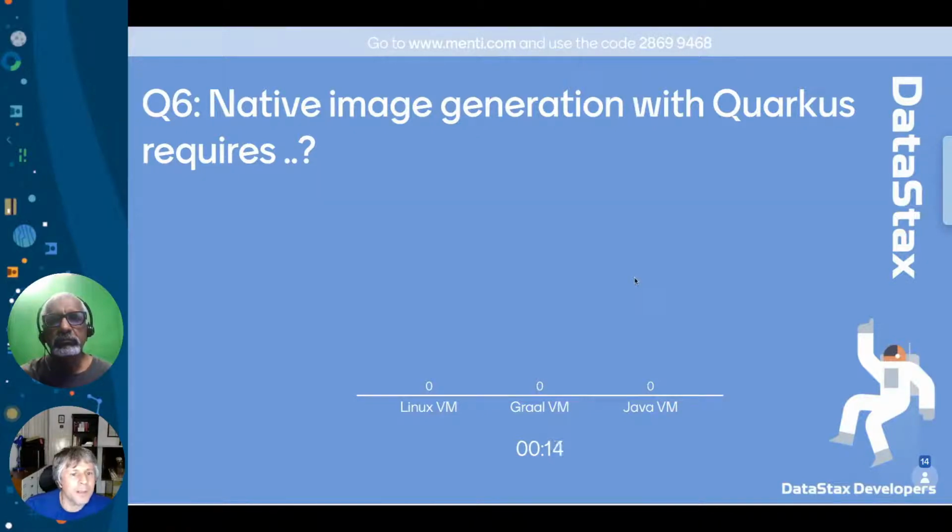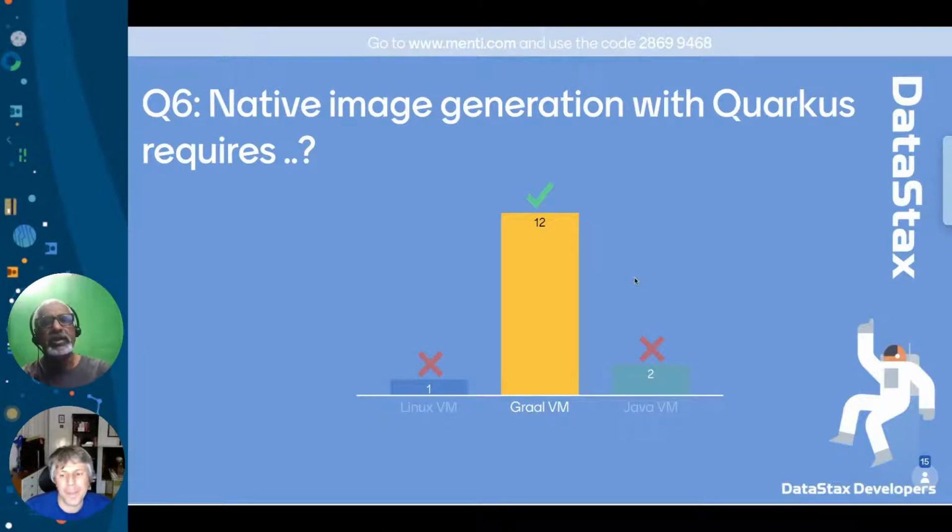So, what is required to create a native image with Quarkus? Linux VM, GraalVM, or Java VM? Everybody frantically answering as fast as possible, and this is nice. Yes, the GraalVM is used for generating the native image. For everything else, the JVM is good enough. But when you want the native image, with the JNI magic and all that, you need GraalVM.